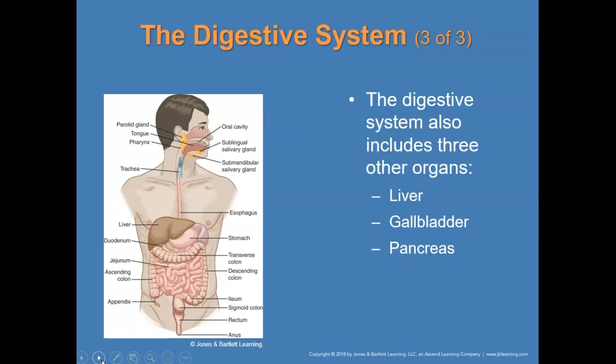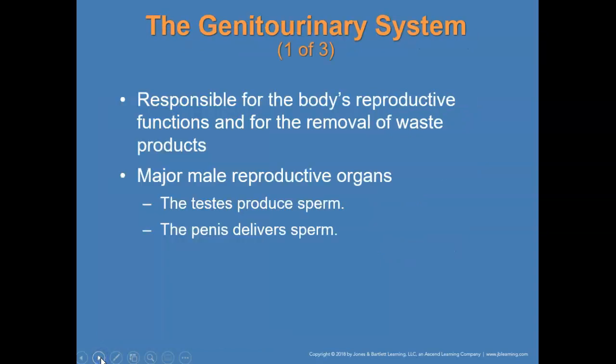The digestive system also includes 3 other organs: the liver, the gallbladder, and the pancreas. These are not actually part of the digestive tract. They are just accessory. They help it work better. They are called accessory organs. They're responsible for the body.